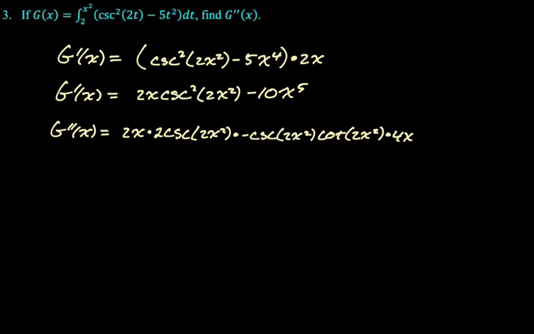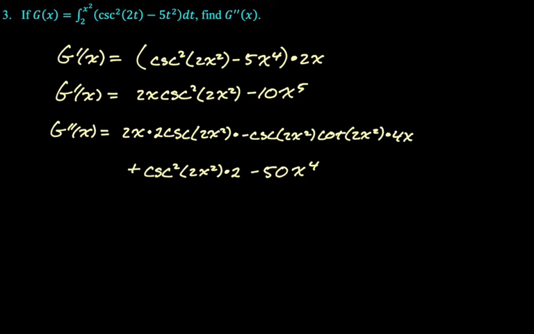That's first times the derivative of the second. Plus now we need to do the derivative of the first times the second, which is much easier. It's cosecant squared of 2x squared times the derivative of 2x, which is just 2. And also we need the derivative of our negative 10x to the fifth. So that's minus 50x to the fourth.